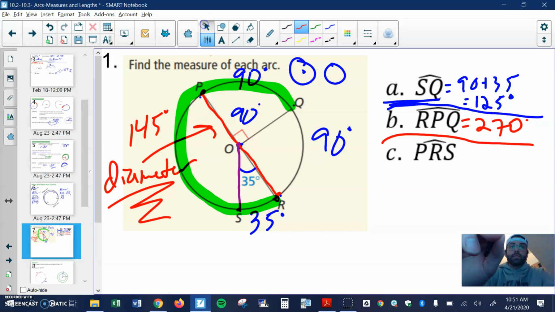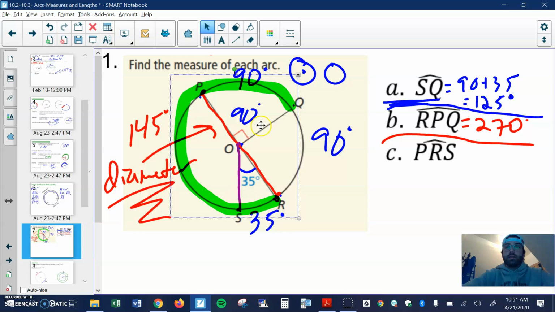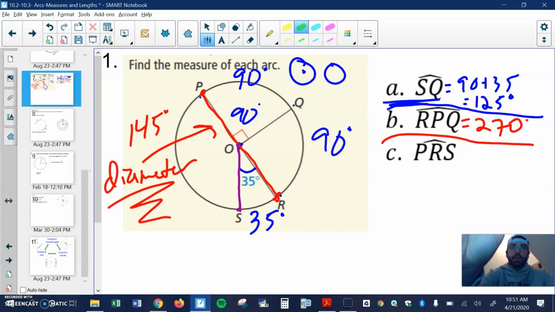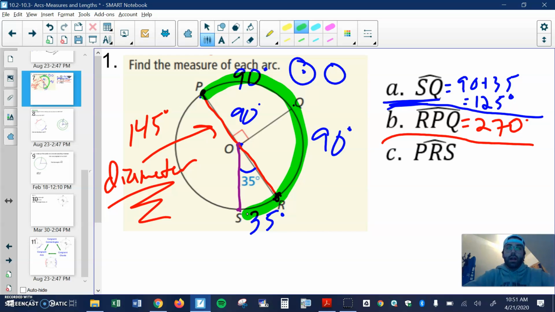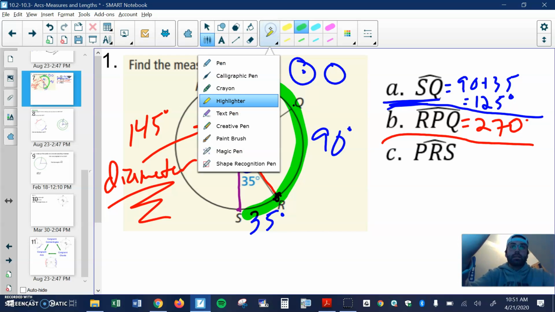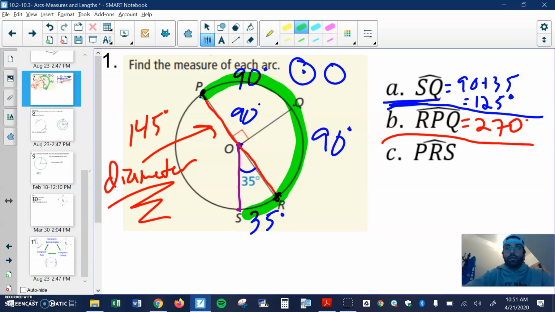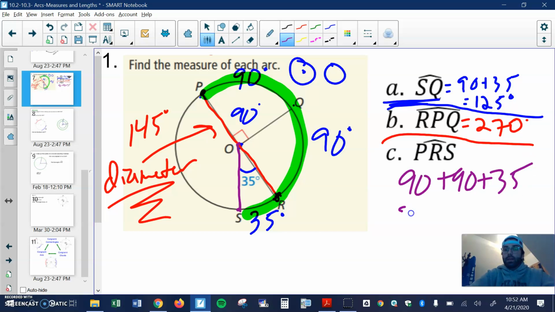P to R to S. All right, PRS. Pause again, sorry about that. We're going from P to R to S. So again, the order matters. P to R to S, I can add up 90 plus 90 plus 35, or do 360 minus 145. I'm going to do 90 plus 90 plus 35 to get me to 215 degrees. That is PRS.